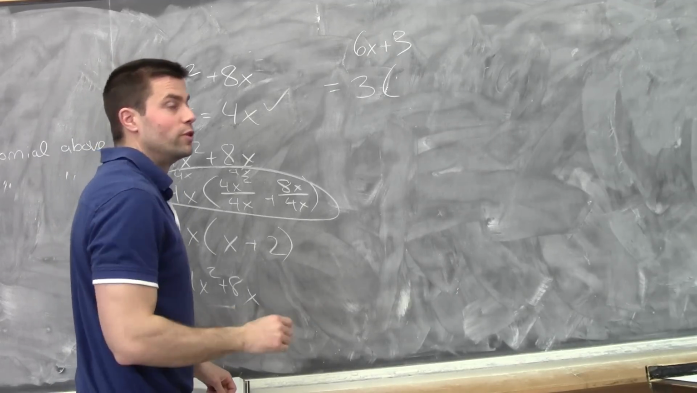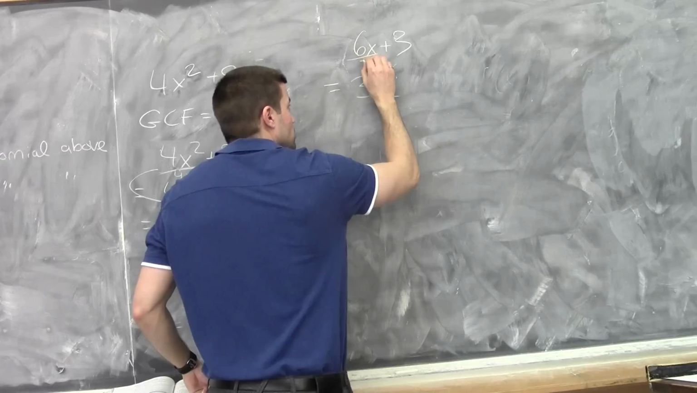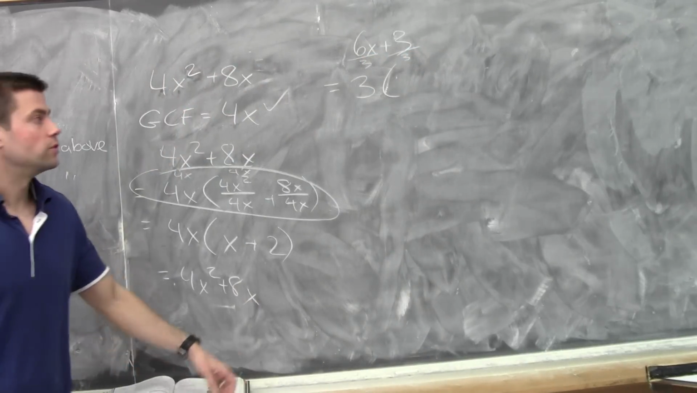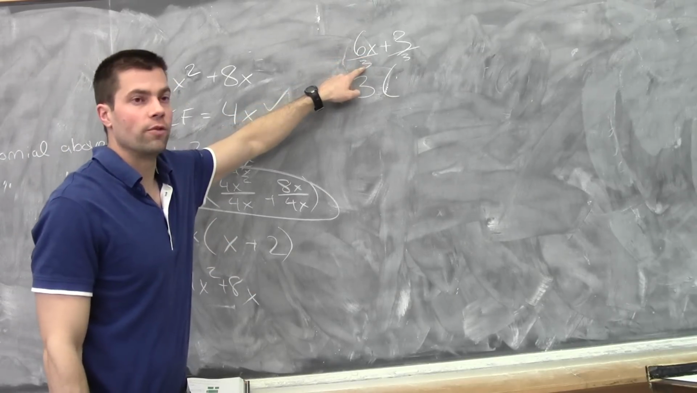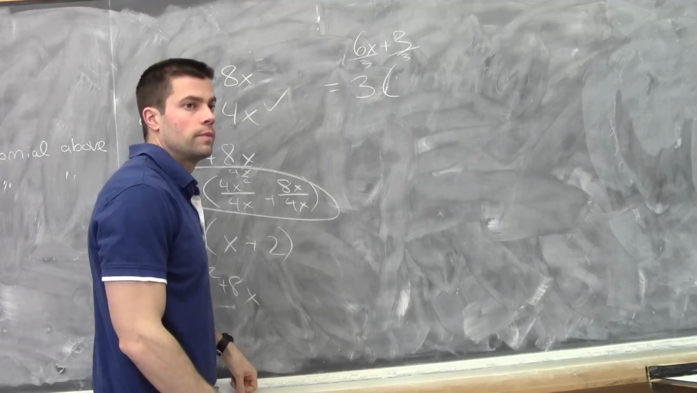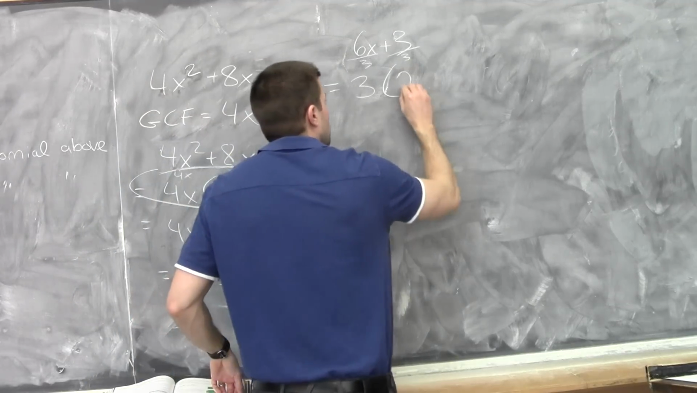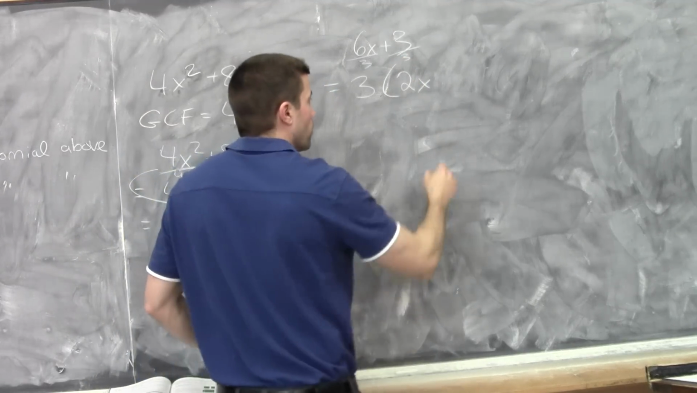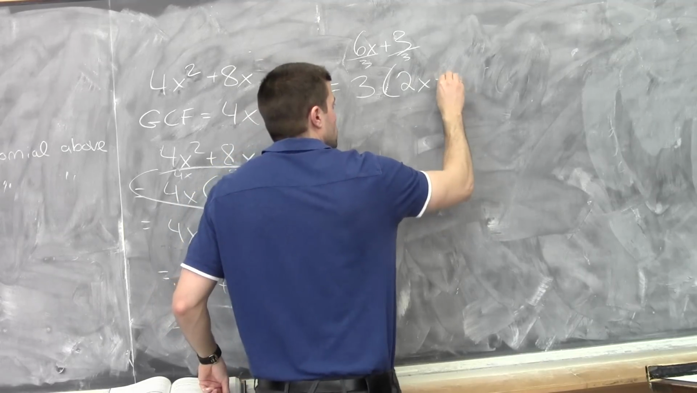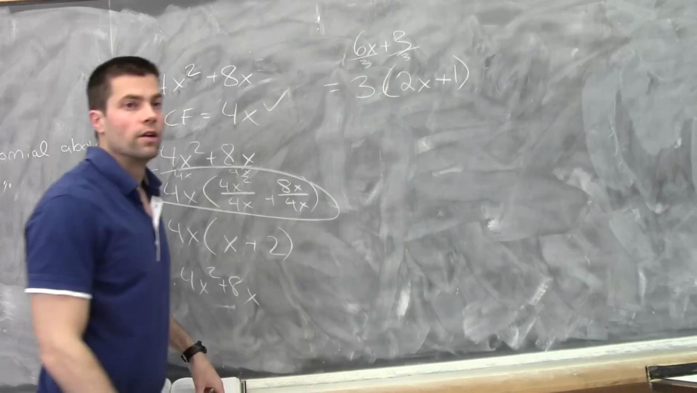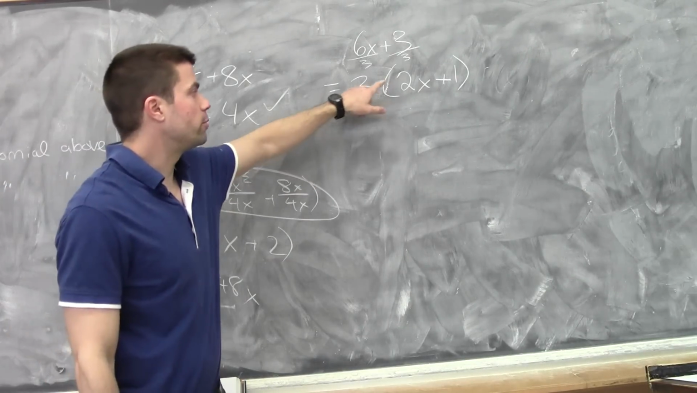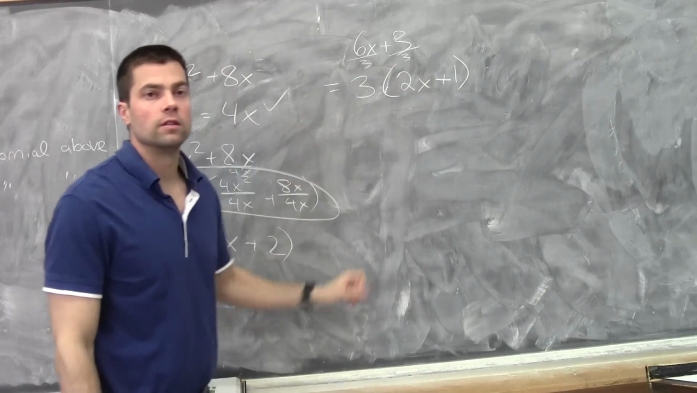So it's your first time doing this, so you're not used to it yet, but you got to picture this is what's going on. Okay? So your first term will be 6x divided by 3 is what? 2x. Good. And then 3 divided by 3? 1. Positive or negative? Positive. Excellent. And you're done. Okay, if you go to multiply this out now, we would get 6x plus 3. We know it's right.